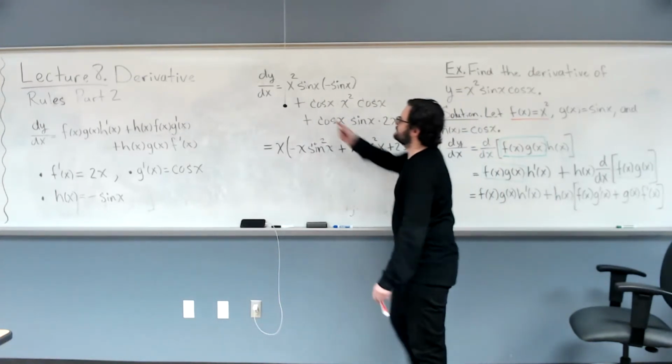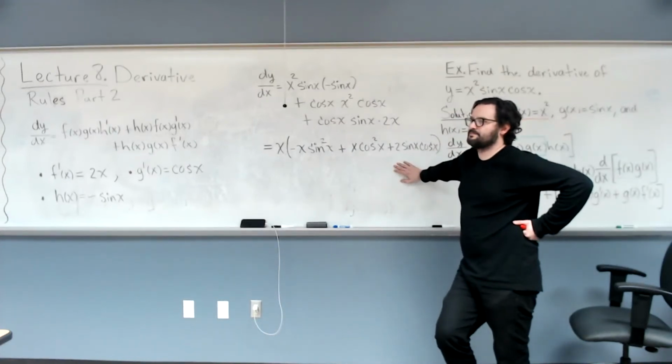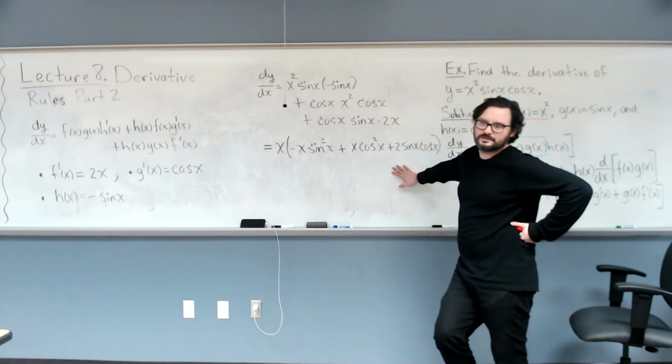So what I did is I factored out an x from all of them. That's the only thing I could factor out. There's probably some more factoring because I see sine squared and cosine squared, but there's a negative sign, so I'm not going to bother with it. This is the answer.